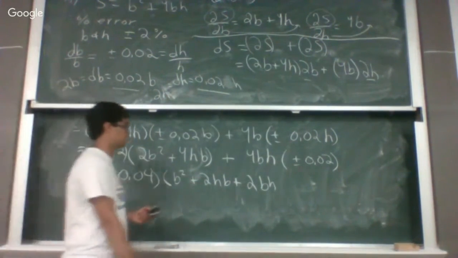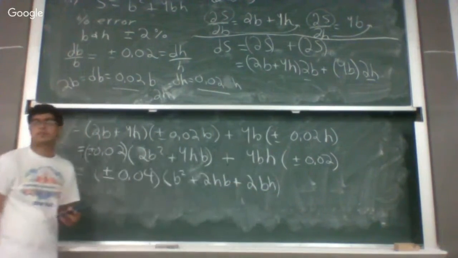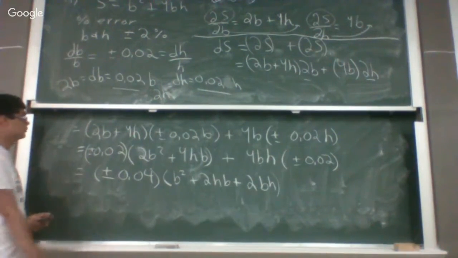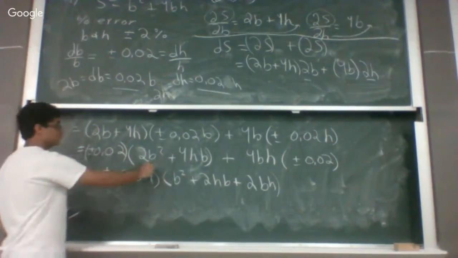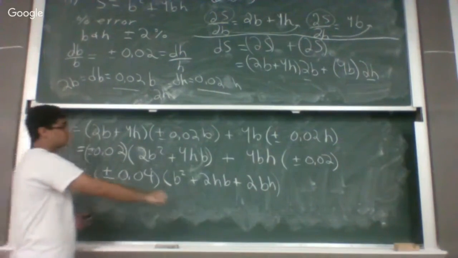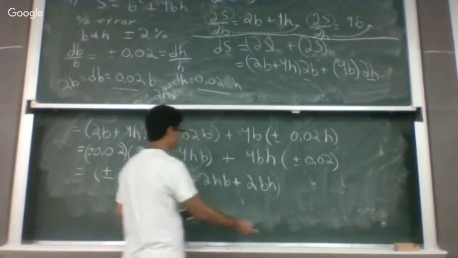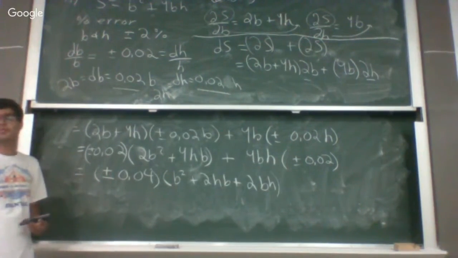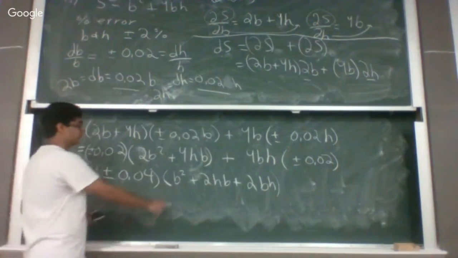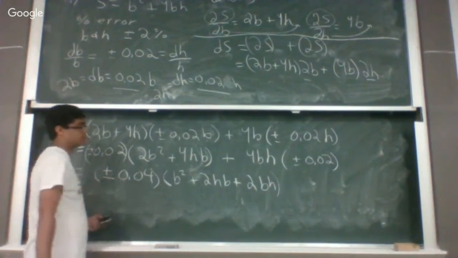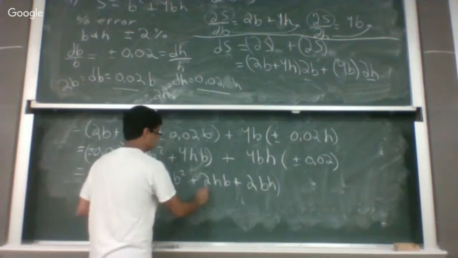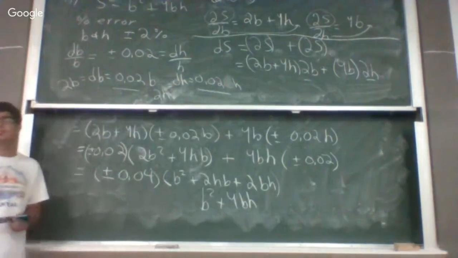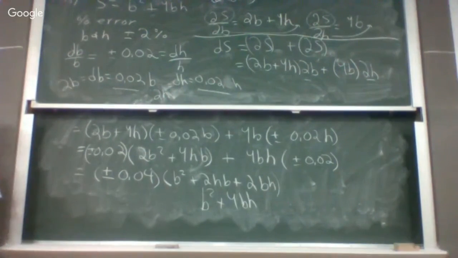Okay? Does that make sense? Just a little algebra there. I took out 2 from this to make that a plus or minus 0.04, a 2 from this to make it a plus or minus 4, then factored it out from both of them. Okay. So then this is equal to b squared plus 4bh. Okay. B squared plus 4bh.